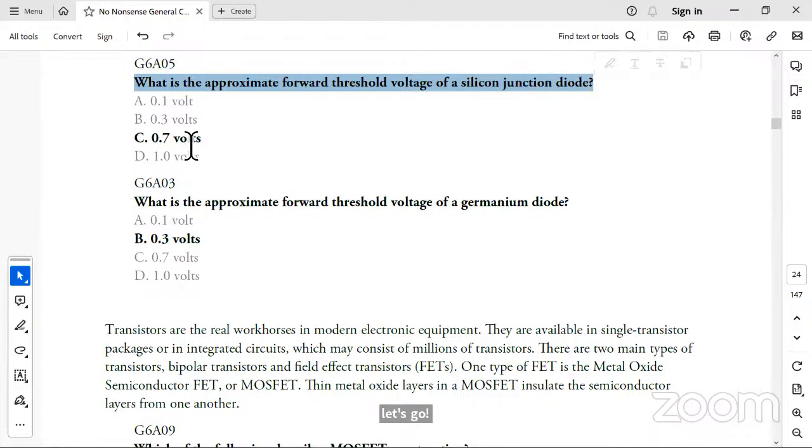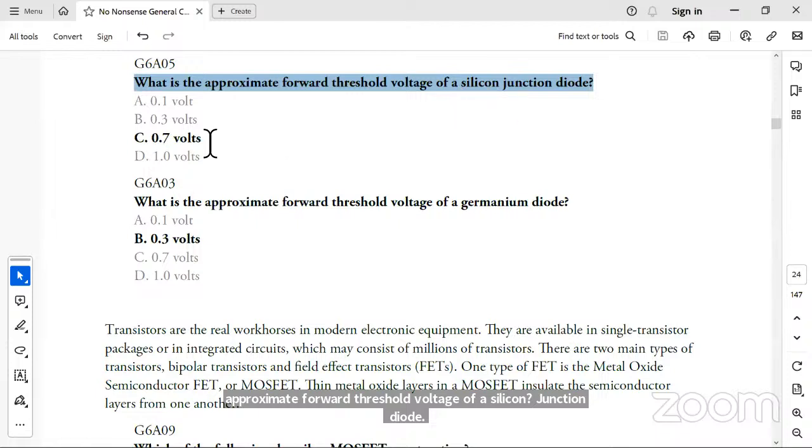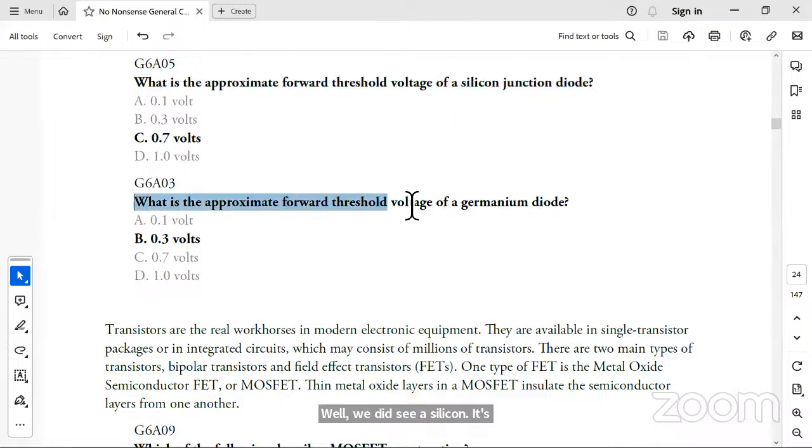First question in the question pool: what is the approximate forward threshold voltage of a silicon junction diode? Well, we did say for silicon, it's 0.7 volts. The next question, very similarly, they're asking us the same thing, but for germanium. So what is the approximate forward threshold voltage of a germanium diode? It's 0.3 volts. All right. So 0.7 for silicon, 0.3 volts for germanium. If you need an aide-memoire, well, just think that the 3 looks like the lowercase g as it's typewritten here, right? So maybe that's a good aide-memoire.